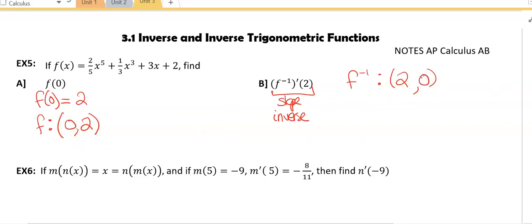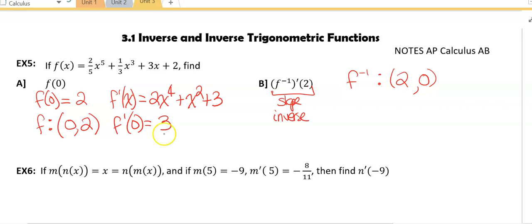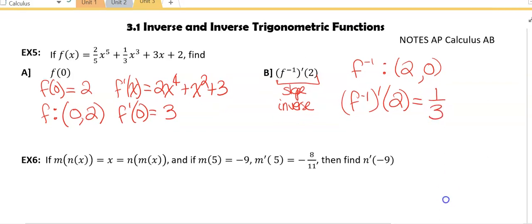So if I know the slope of the original function by finding the derivative, that gives me 2x to the 4th plus x squared plus 3 differentiated. And if I find f prime of 0, because that's the corresponding point I'm using, I should get 3. That gives me the slope at the point 0 is 3. Therefore f inverse prime of the corresponding point, which is 2, gives me 1 over 3 for the slope.